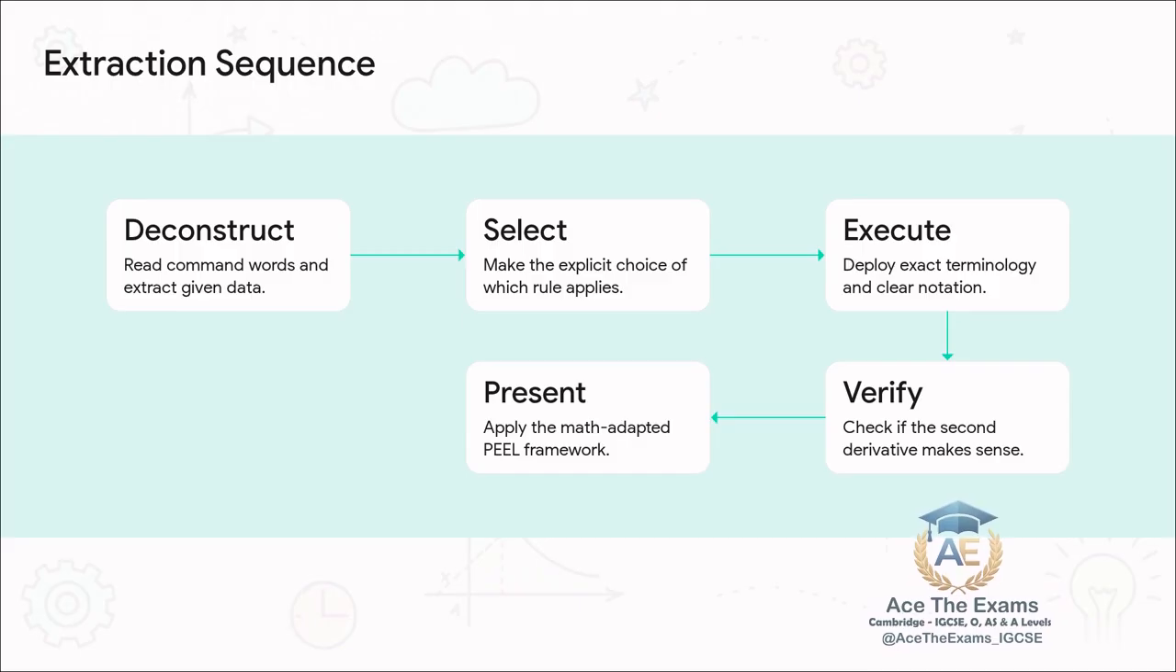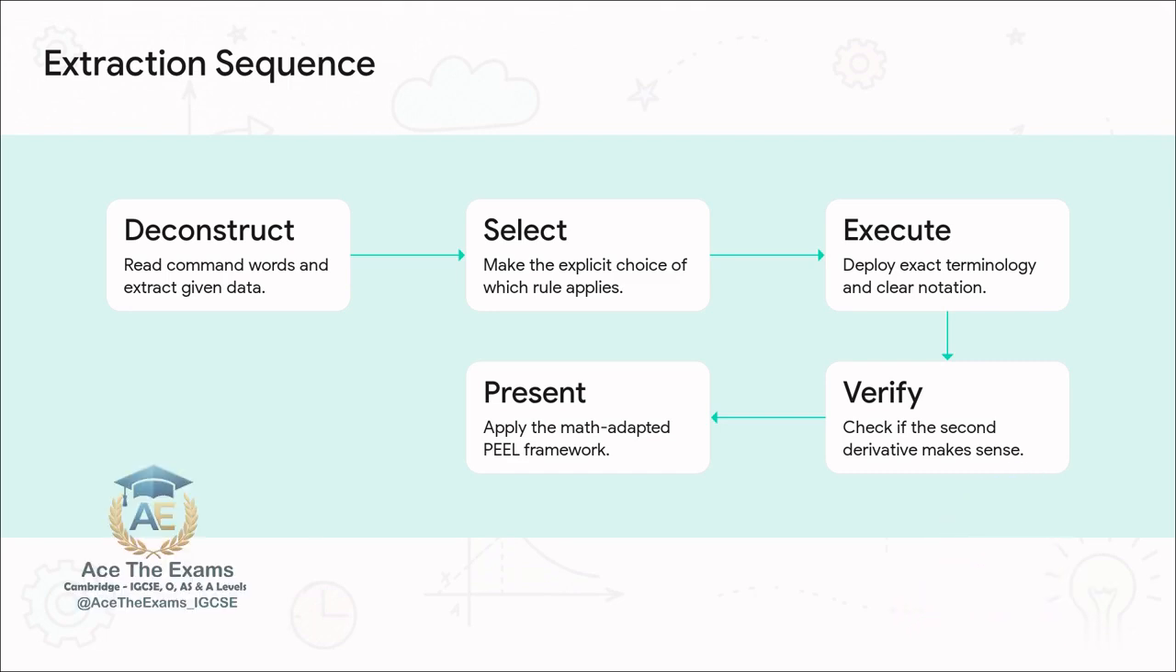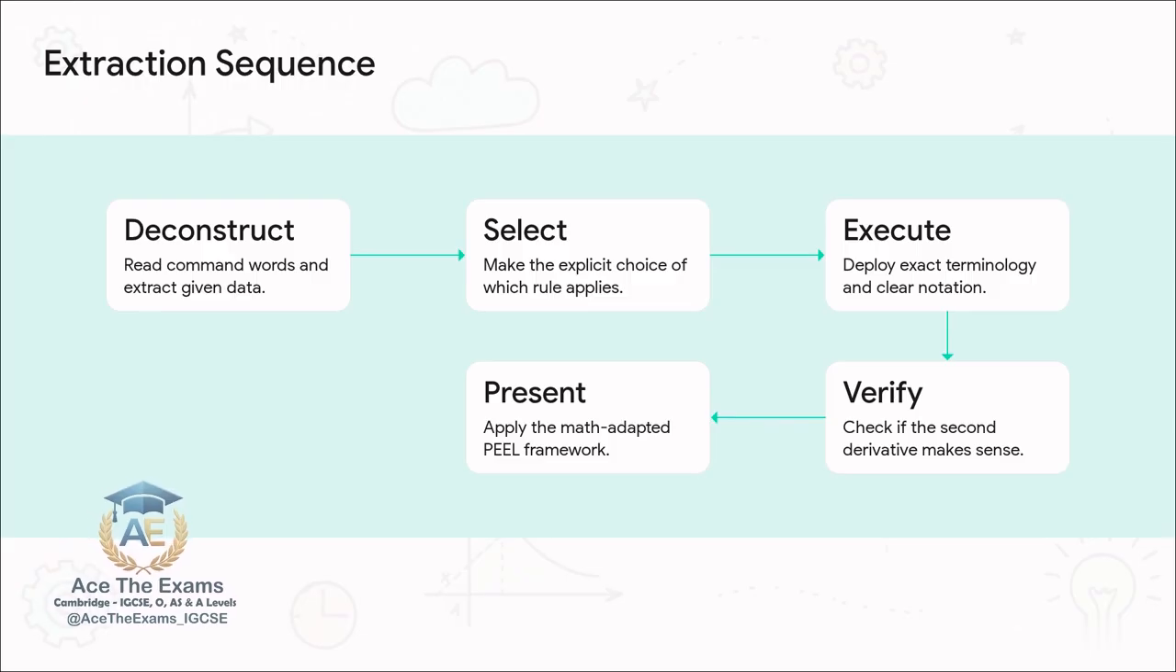Step 1, deconstruct and extract. Read the command words in the question. Are they asking for an exact value, an approximation, or a coordinate? Extract all the given data immediately. Step 2, select framework. Which differentiation rule applies here? Is it the chain rule, product rule, quotient rule? You need to make that choice explicitly and clearly.